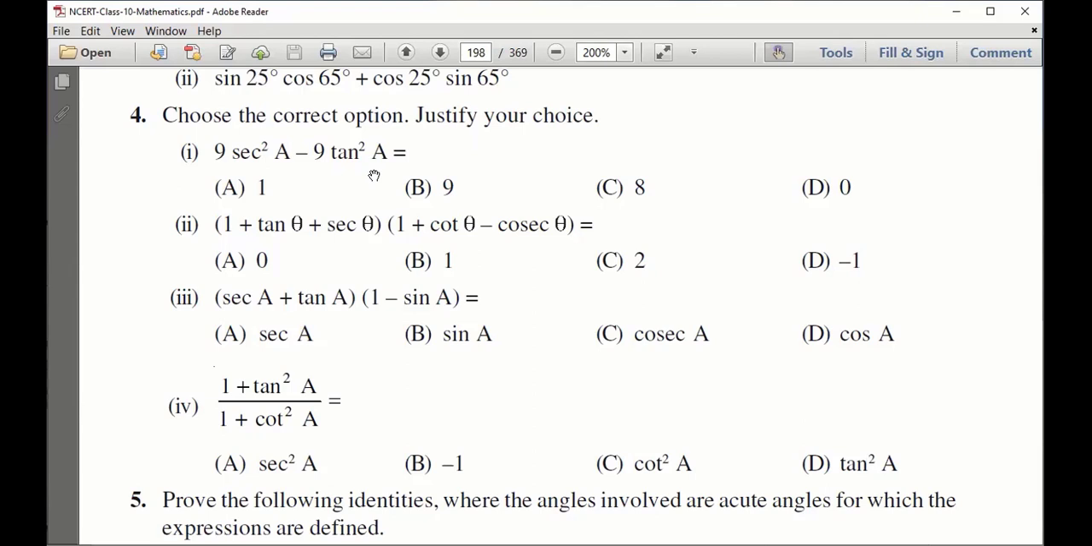So easy. That's it. Now, question number 4, part 2. Everybody solve it in the chat or in your notebook and tell me the answer. Question number 4, part 2: 1 plus tan theta plus sec theta over 1 plus cot theta minus cosec theta.